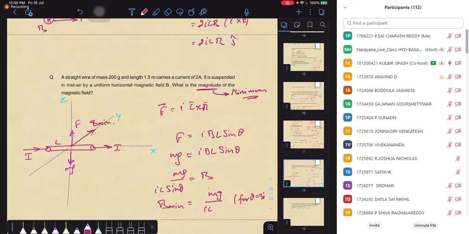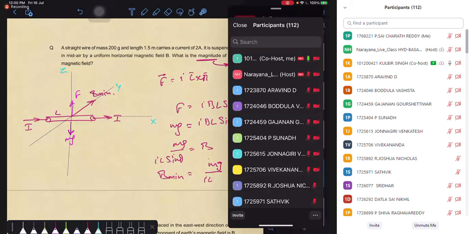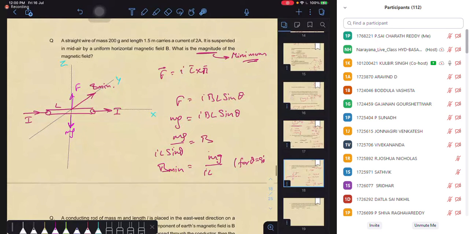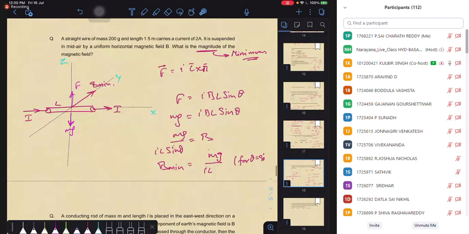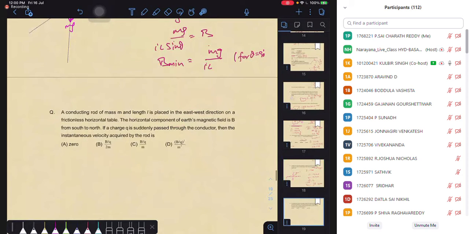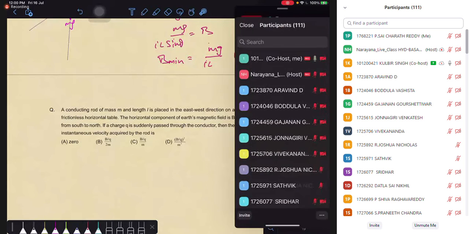So there are many ways they can add the mechanics. They can put a spring also. I can suspend the rod here with a spring. So there is a spring, current is passing, so the spring gets compressed. Like that, the same question could be asked in many different ways. So the next question here is again adding the mechanics. It's slightly tricky, so try to think over it.